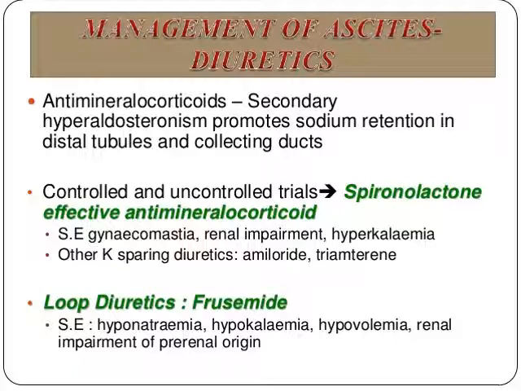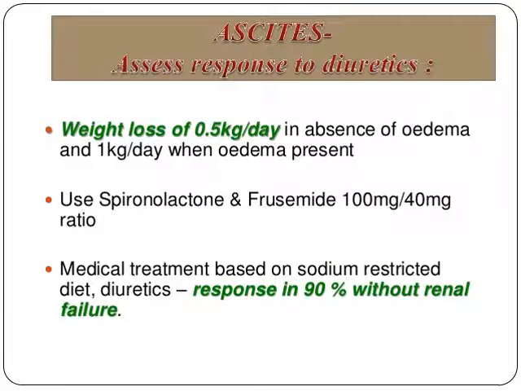The second drug for treatment of ascites is loop diuretics like furosemide. Side effects of furosemide: hyponatremia, hypokalemia, hypovolemia, and renal impairment of prerenal origin. How to assess response to diuretic therapy? We should weigh the patient. There should be weight loss of 0.5 kg per day in absence of edema and 1 kg per day when edema is present. Use spironolactone and furosemide in a 100 mg to 40 mg ratio. Medical treatment based on a sodium-restricted diet with diuretics gives response in 90% without renal failure.